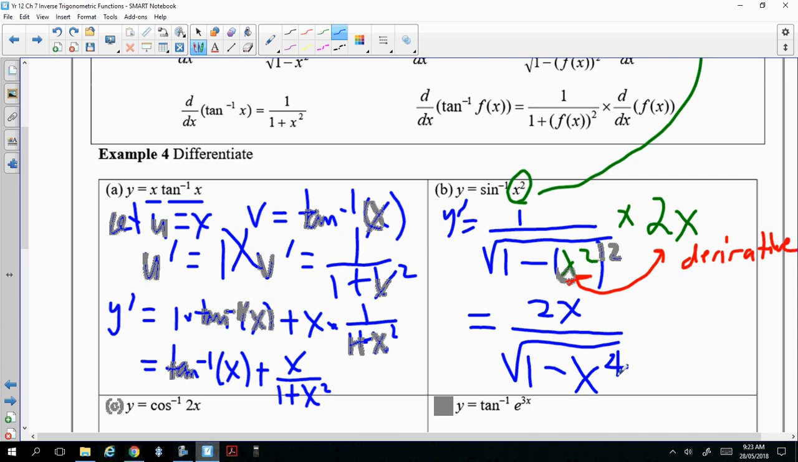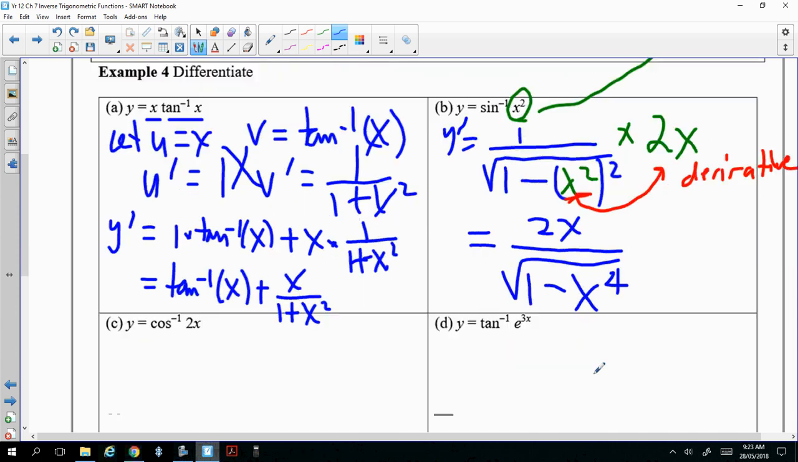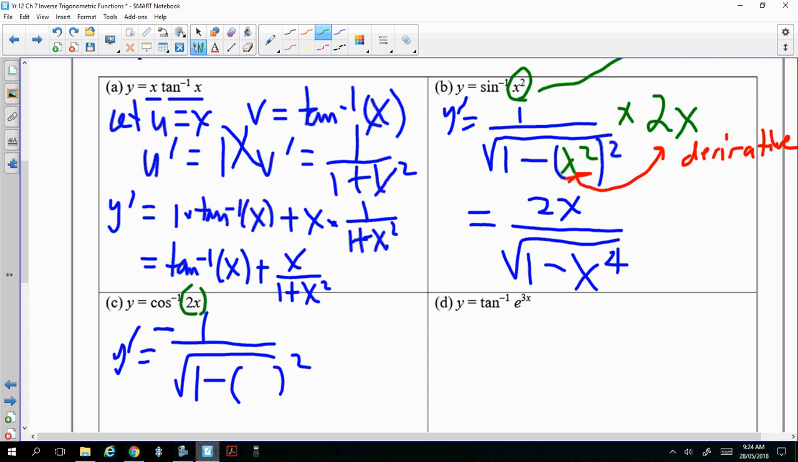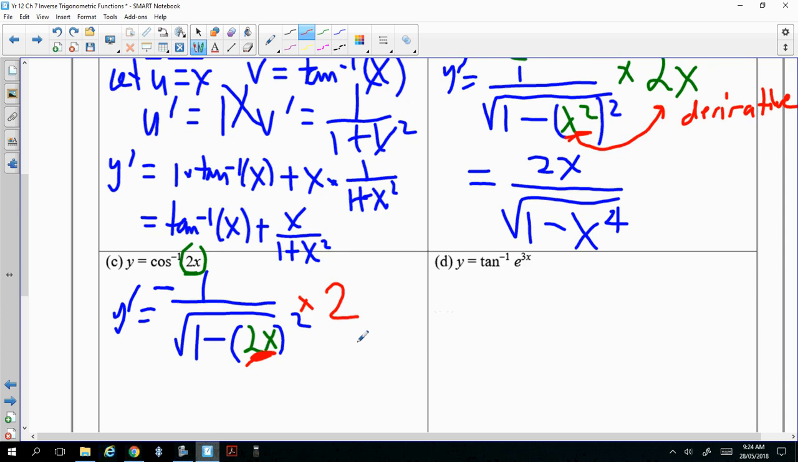Alright, try the next one. Cos inverse of 2x. So you're just using the same rule. Y dash equals 1 over, now it's a negative for cos inverse, don't forget the negative, square root of 1 minus something squared, so you just replace the 2x, put it in here. And in addition to that, you have to times by the derivative of 2x, which is 2. Like that, and then you just have to simplify. So your answer will be negative 2 over the square root of 1 minus 4x squared. Yeah. Okay.